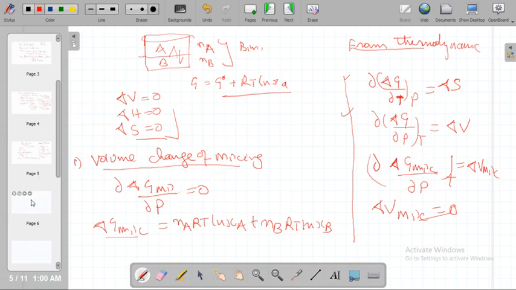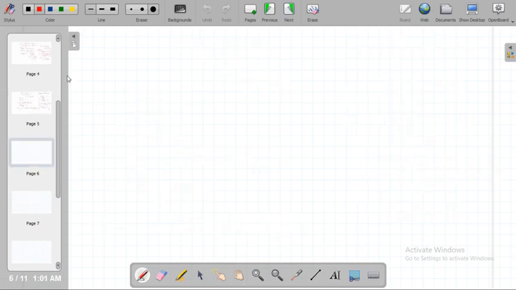Volume change in mixing is always 0. And another change is the change in enthalpy of mixing. Enthalpy of mixing, that is the enthalpy change of mixing. Let's say this is the enthalpy change of mixing.